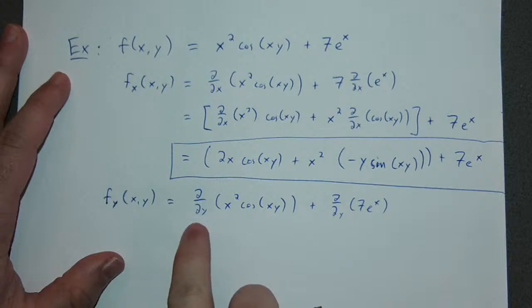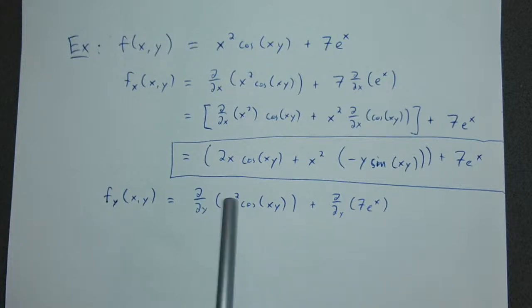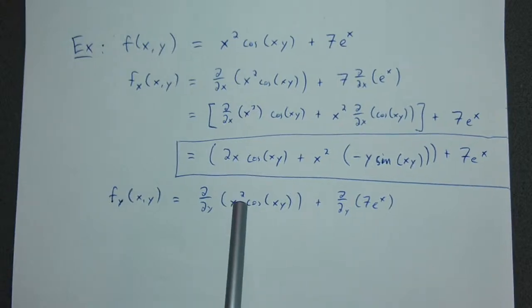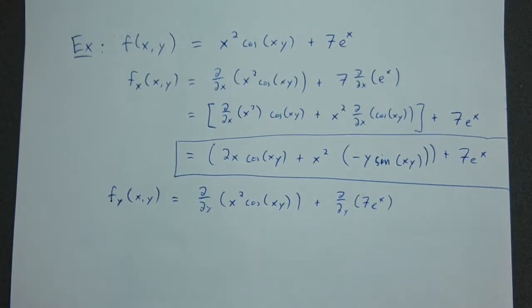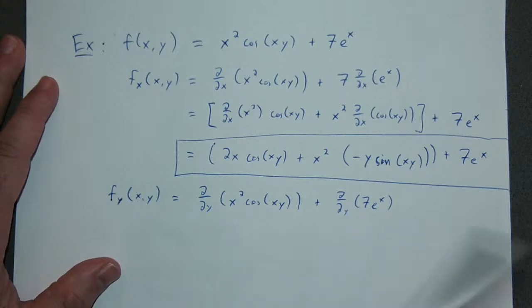Okay, so I have the y partial derivative of x squared cosine of xy. But note something different happens, right? Because this is no longer a product of functions with respect to y, because we're treating x as a constant. So x squared times cosine of xy is just like some constant times cosine of xy, and so I don't need to use a product rule here, because it's not a product of things depending on y. So I can just take the derivative of this, treating x as a constant.